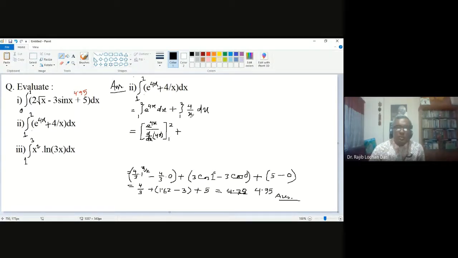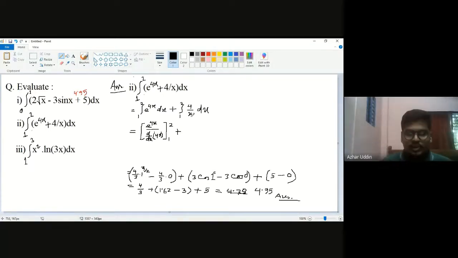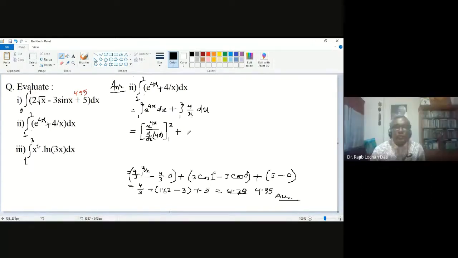And what is the second part of the question? Sir, 4 ln x. 4 ln x, because the formula for 1 by x is ln x. So you will write 4 ln x in brackets, and then put the numbers 1 and 2. Go to the next line. In this case, the lower part is 4.